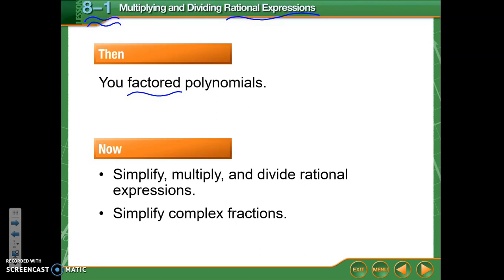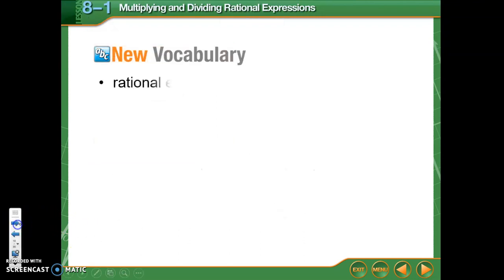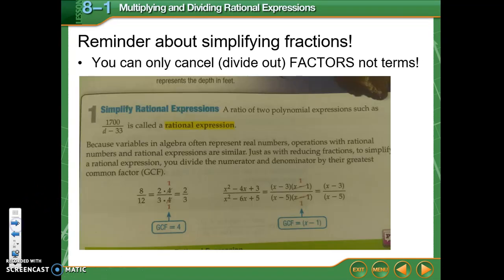So you need to remember all of your different ways to factor. If you don't, you should go back to your information from last semester and review. Any resources you have on factoring will be super, super important for this whole chapter. So the vocabulary you need to be on the lookout for is rational expression and complex fraction.